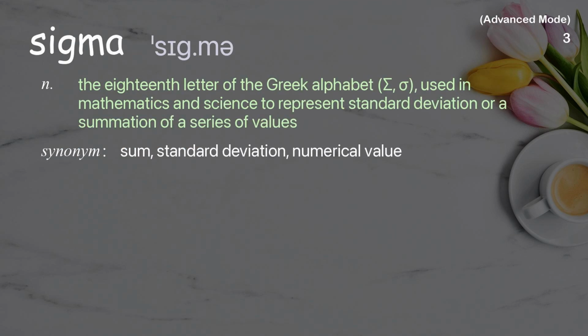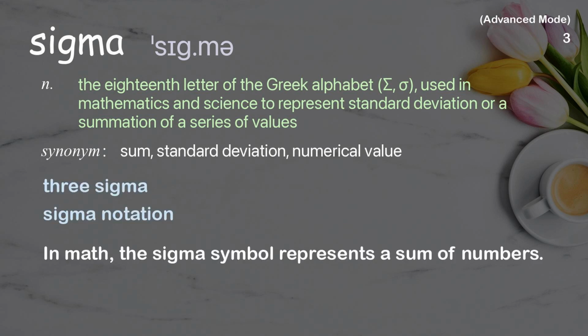Sigma. The 18th letter of the Greek alphabet, sigma, used in mathematics and science to represent standard deviation or a summation of a series of values. Examples: 3 sigma. Sigma notation. In math, the sigma symbol represents a sum of numbers.